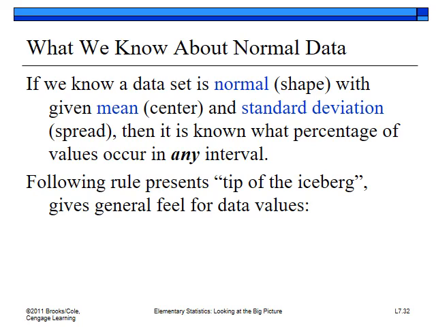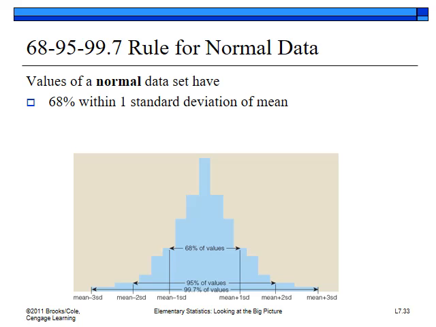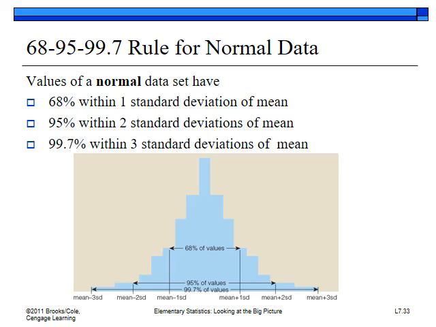For basic estimations, we'll use this rule. The empirical rule, or the 68, 95, 99.7 rule, says that when we have a normal data set, 68% of the points will be within one standard deviation of the mean, 95% will be within two standard deviations of the mean, and 99.7, nearly all, will be within three standard deviations of the mean.